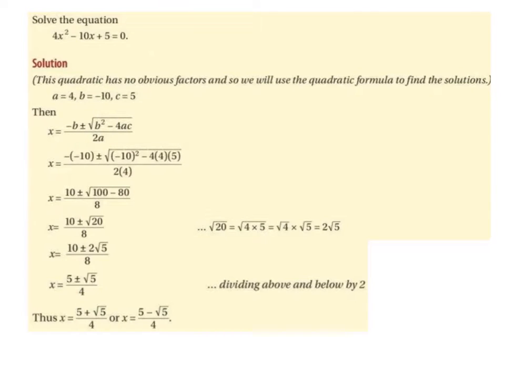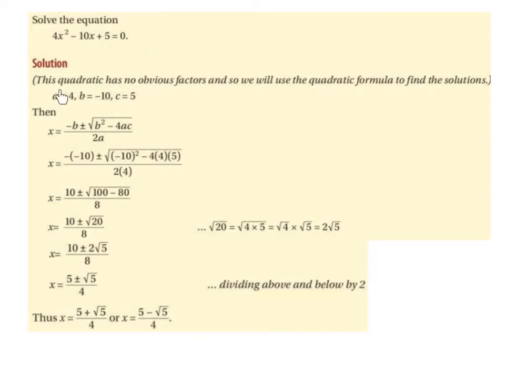So the coefficient of the first term is going to be equal to a, so 4 is going to be a. The coefficient of the second term will be equal to b, so minus 10 is the coefficient of the second term, so b will be equal to minus 10. And then the coefficient of the last term is going to be equal to c, so 5 is going to be equal to c. So a equals 4, b equals minus 10, and c equals 5.